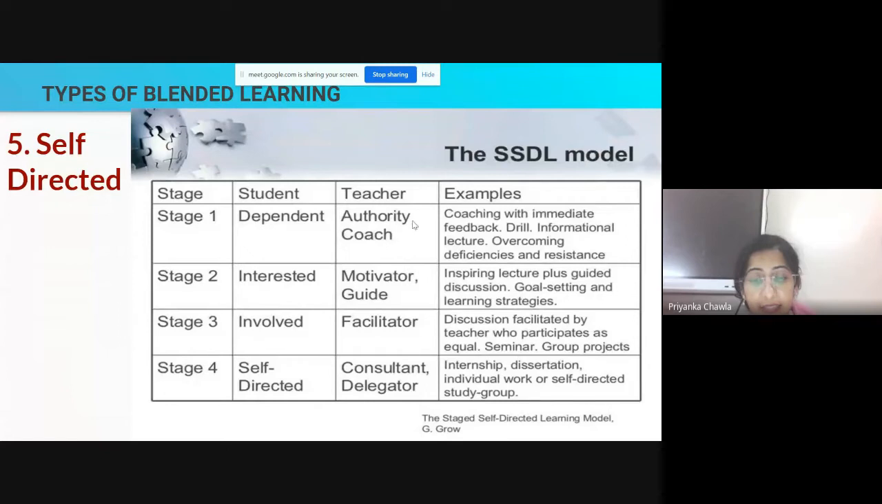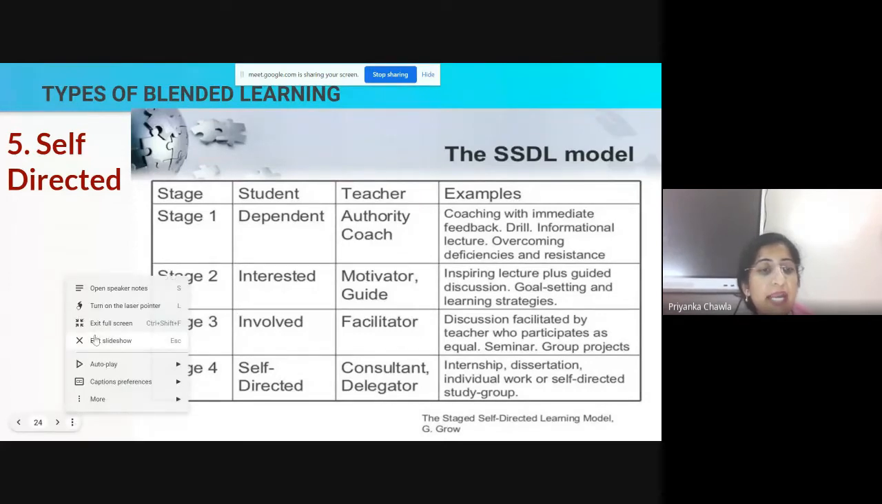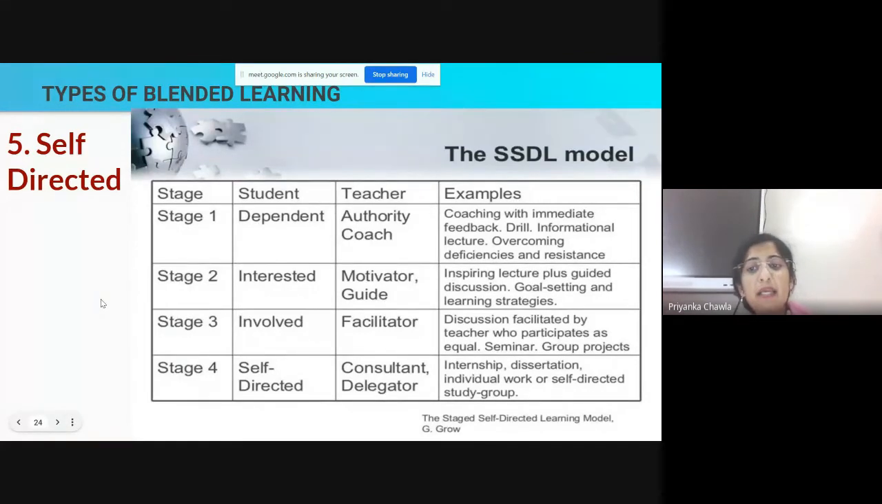When they understand the things, they become interested in that thing. Here the role of the teacher is like a motivator. They guide their students and inspire them with their lectures. They have a discussion in the class and adopt different strategies to create interest in the minds of students.